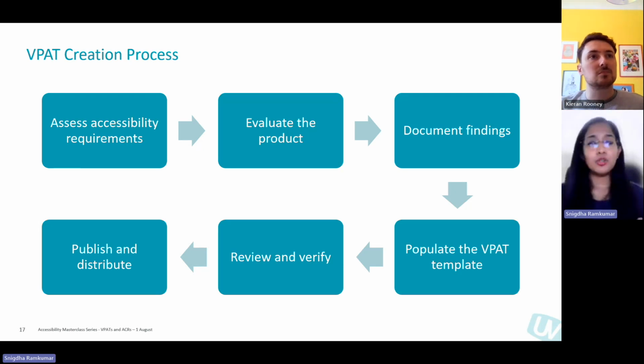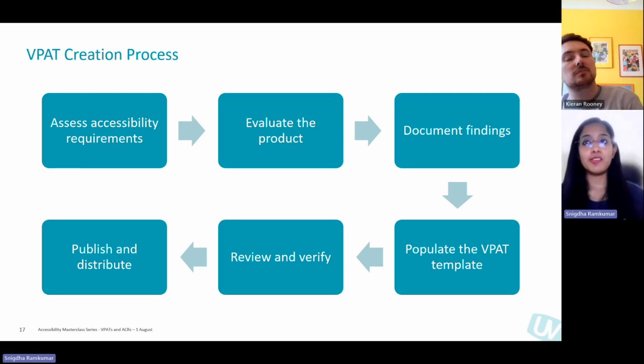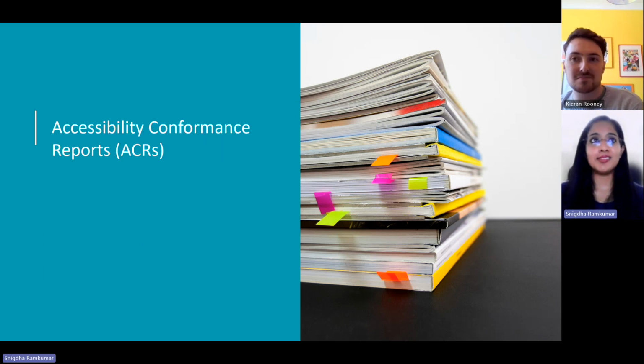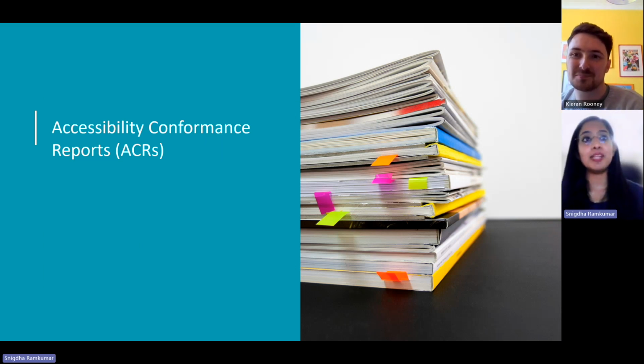Also, while not universally followed, proactive organizations update VPATs periodically to align with updated accessibility standards, changes in the product, or feedback from users. And this ensures that the VPAT remains current and reflects any changes in product accessibility over time. So that was a brief intro into VPATs. Now let's move on to the more complete version of that, accessibility conformance reports.